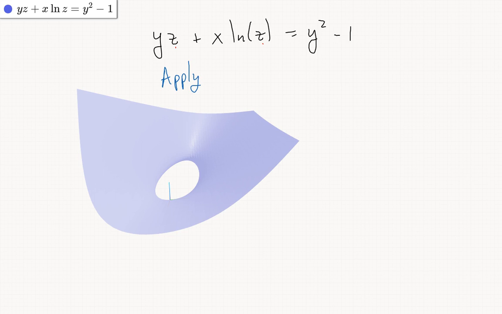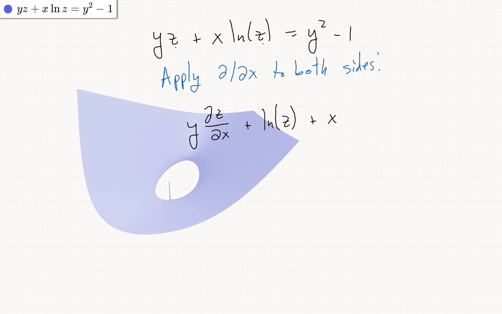So we'll apply del over del x to both sides, treating y as a constant. So that will give us y del z over del x plus, and now we use the product rule, ln of z plus x del z over del x over z equals 0.